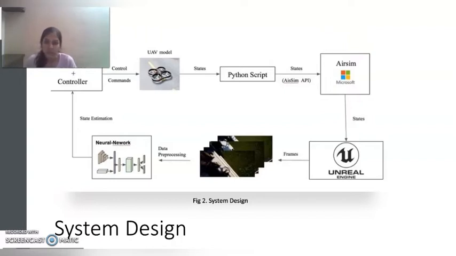The record feature of Airsim is used to record training data, and then these frames are further passed on to the neural network. And then the neural network is responsible for processing and training the data to give velocity as the output, which is then passed to the guidance controller. So that is our overall system design.